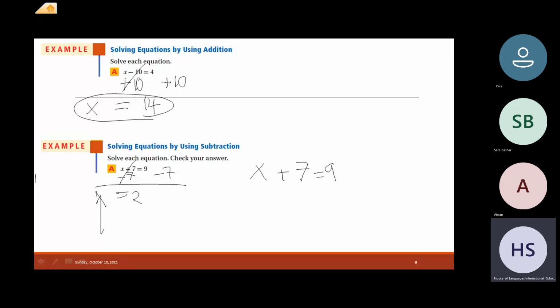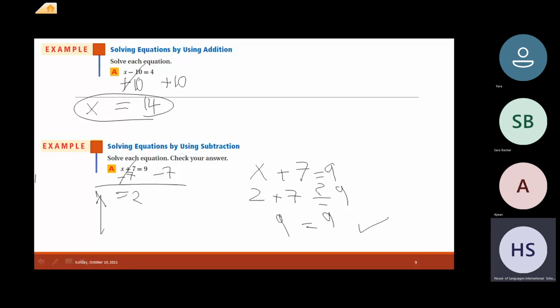So if I replace x with 2, like what I did in the first example, did I get 9? Yes, 2 plus 7 is 9. Is 9 equal to 9? Yes, so my solution is correct. Did you remember that now? Yes. Rather than all of that, we can just do this operation: 9 minus 7 is 2. I just wanted to remind you.